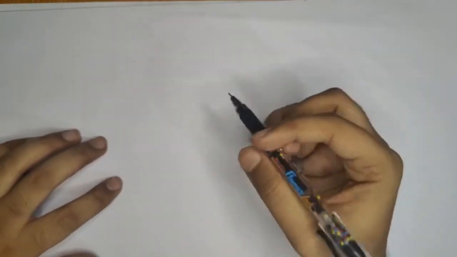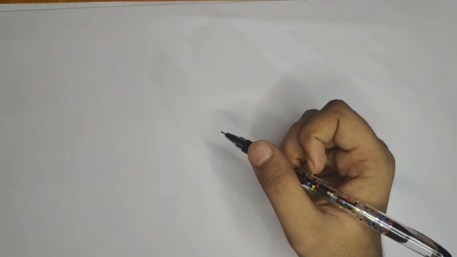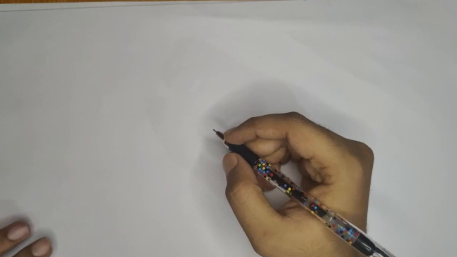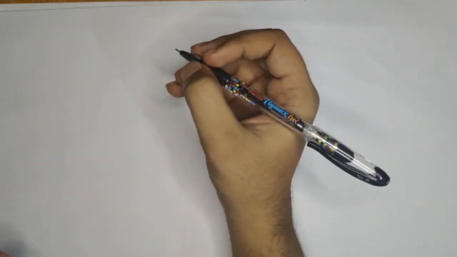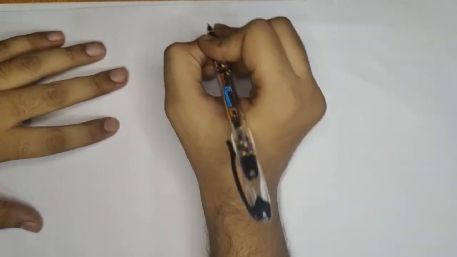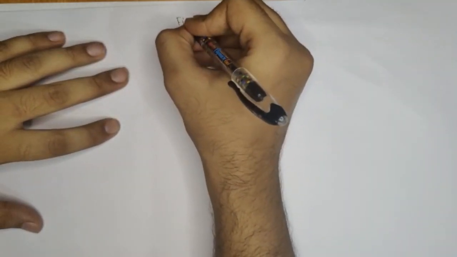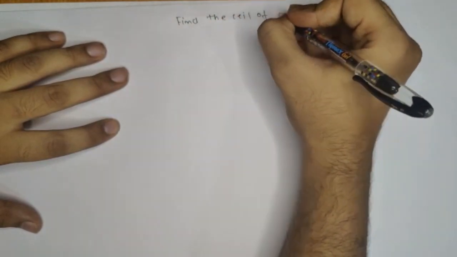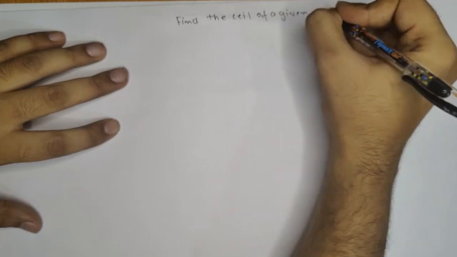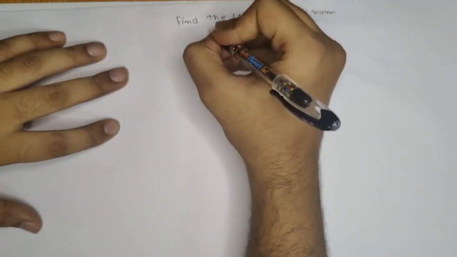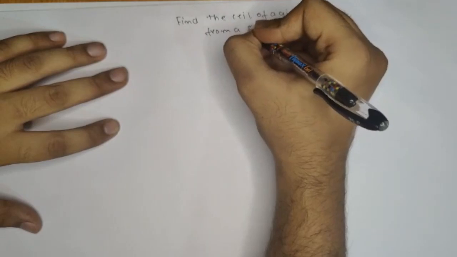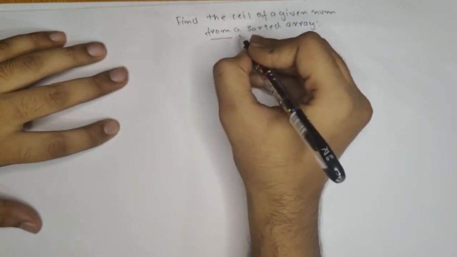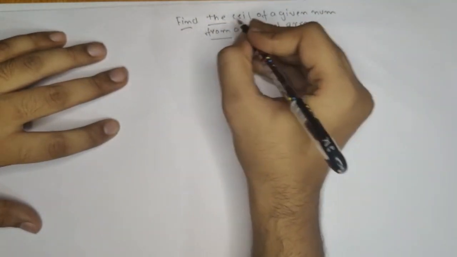Hello everyone. So today we are going to solve a new problem which is going to be part of our binary search playlist. Okay, so let's discuss the name of the problem first. Our problem name is find the ceil of a given number from a sorted array.